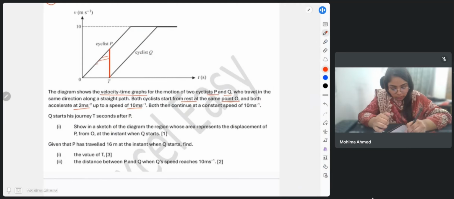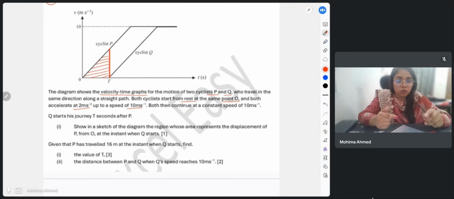Right, this region or this area under the graph, always remember that for velocity time graph, area under the graph gives you the value for your displacement or distance, since over here the object was not changing any direction, right? So area under the graph will represent both distance or displacement because there was no direction changes involved in this part. So this one is for the displacement or distance traveled by cyclist P before Q started its journey. And this was it for the first mark. That is it. We just need to shade this region. Other than that, no other working is required.